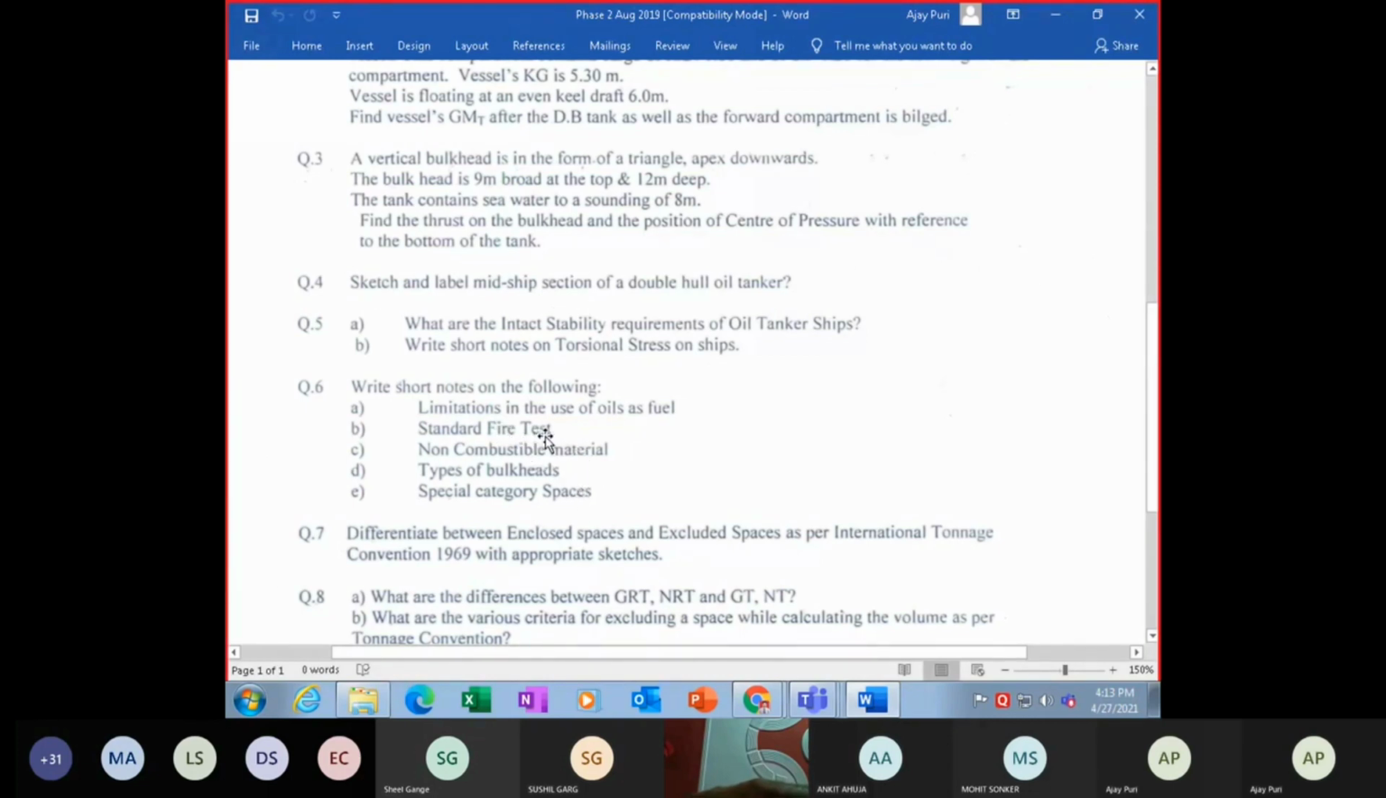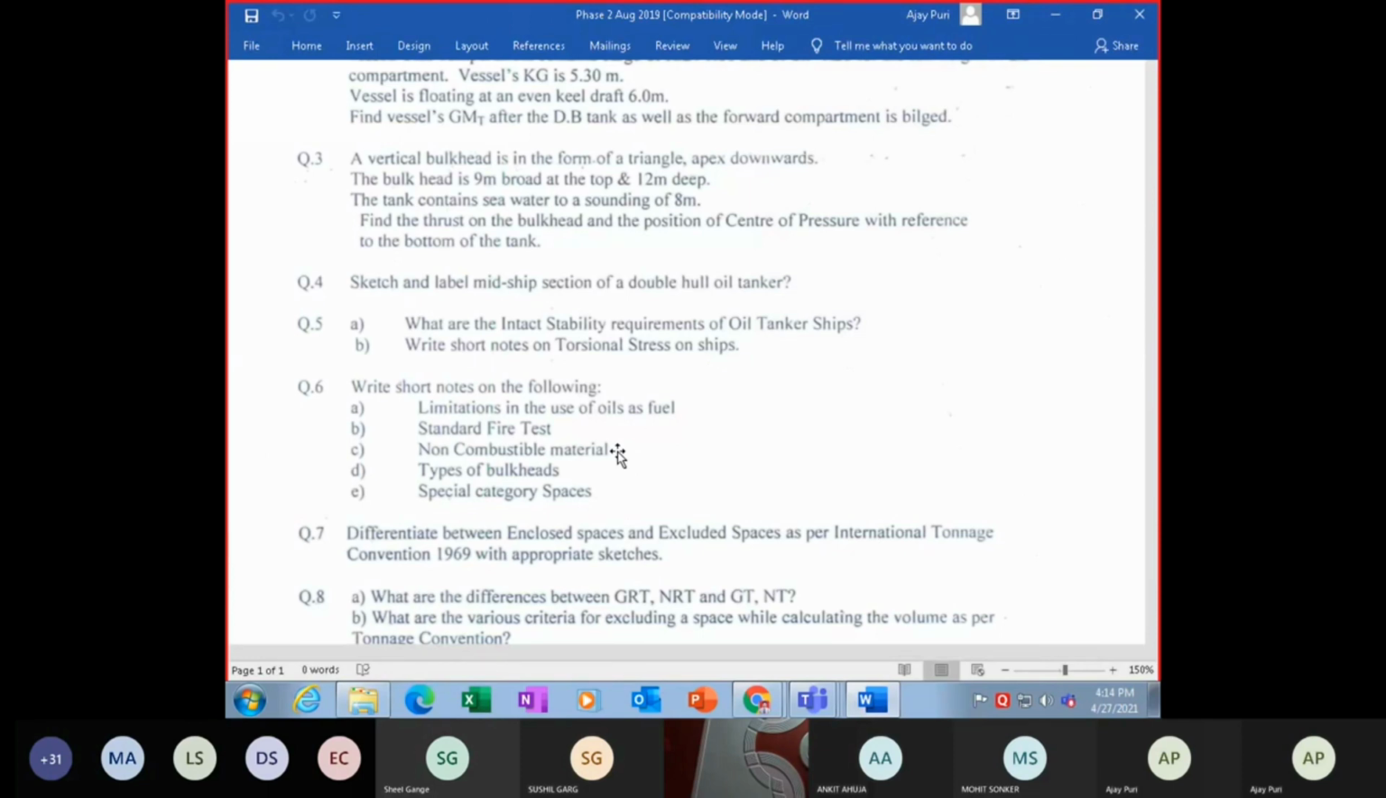Then what is the standard fire test? That definition, the height of the sample piece, the temperatures at which this is carried out, you have to write at the time intervals. Non-combustible material is a material that does not give us vapors which are combustible even at 750 degrees Celsius.